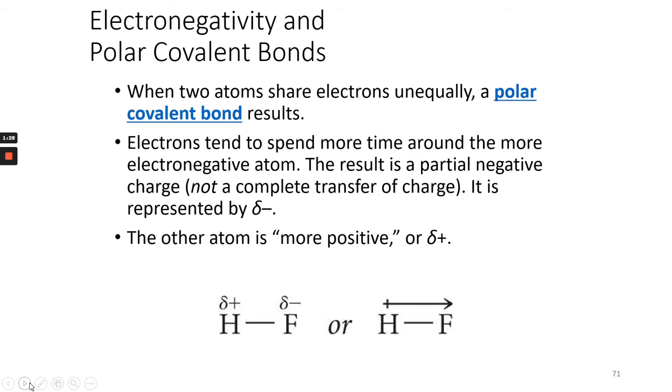So electronegativity and polar covalent bonds. When two atoms share an electron unequally, that is called a polar covalent bond. Electrons tend to spend more time around one of the atoms, and the one that the electron is spending more time around will have a partially negative charge on it. So then you will develop something called the dipole, where the arrow points to the element that has the electron spending more time around it.